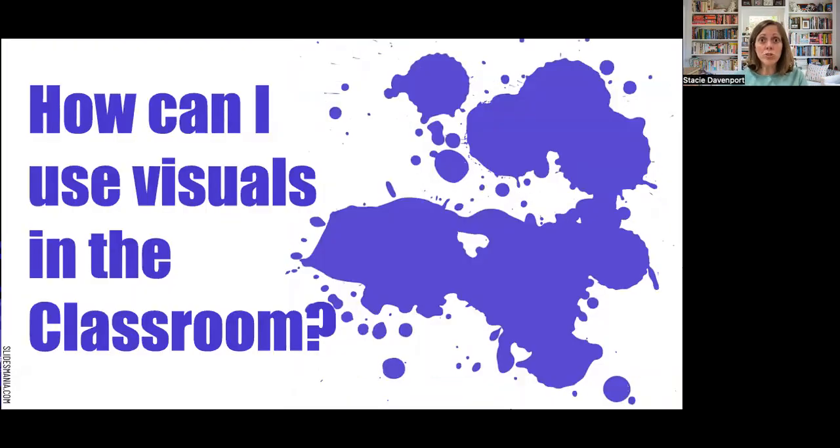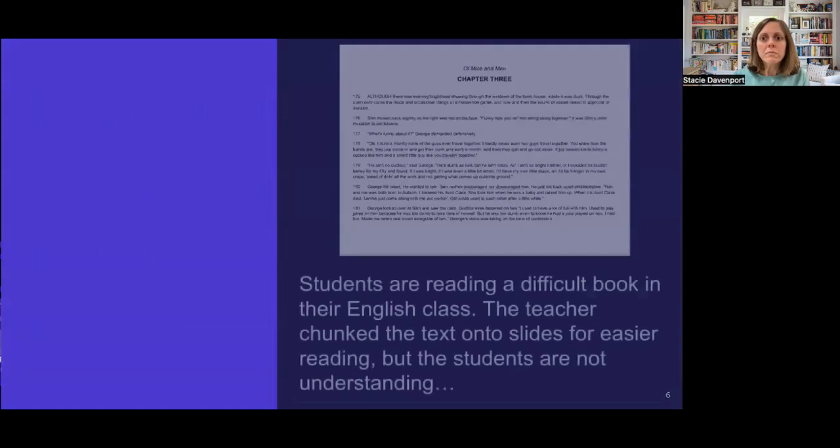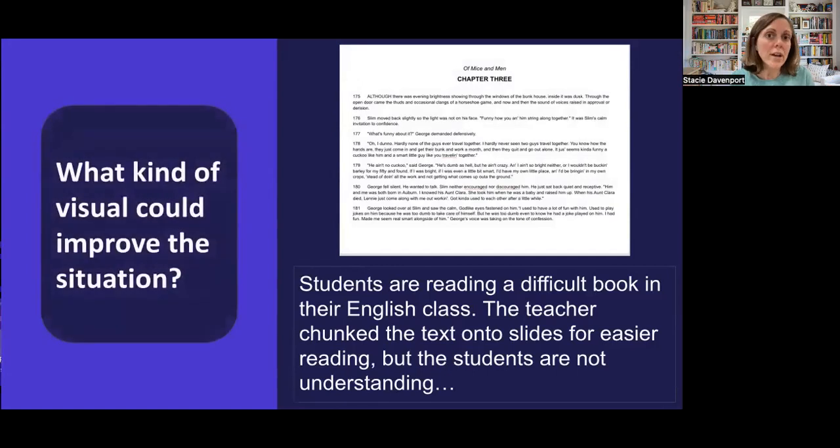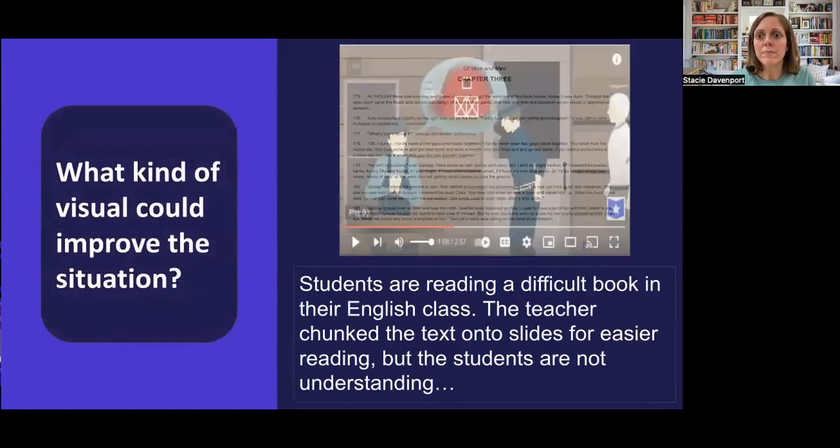How can I use visuals in the classroom? So one thing that you could do is, let's say that students are reading a difficult book in their English class and the teacher chunked the text onto slides for easier reading, but the students are not understanding. So what is something that you could do to use a visual with this text? What kind of visual would improve the situation?